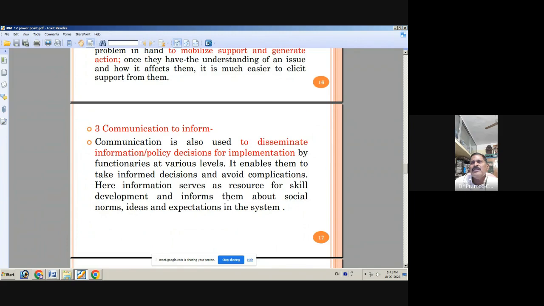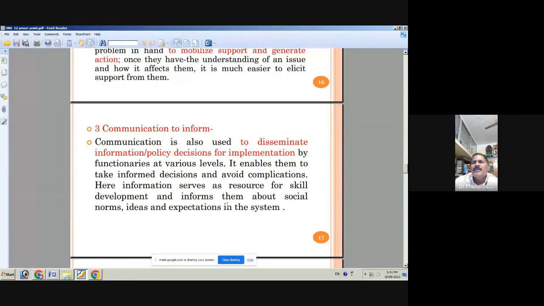So communication is nothing but to inform. To inform means the idea. Educational institution is there, some teachers are there, students are there. There should be communication. There should be dissemination of the information and the policy decision, because policy decision is very much essential for an educational institution. And it should be circulated to the others.